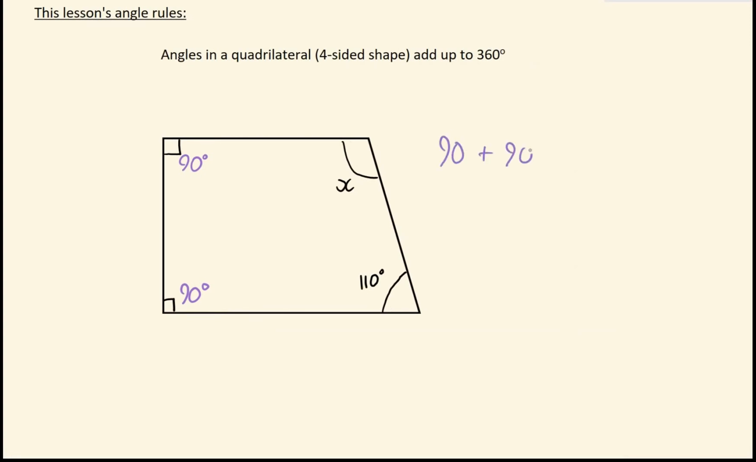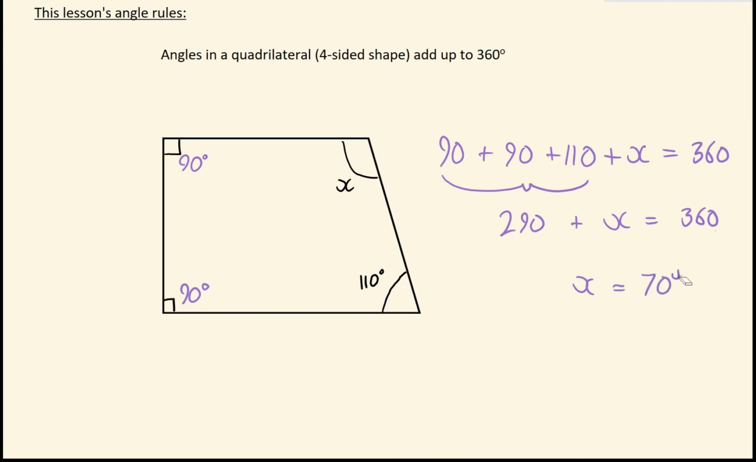So here, all these four angles, including x, must add up to 360. So we add together the three angles we know. 110 plus 90 plus 90 is going to give us 290. And then to work out x, you just take this total away from 360. So x will be 360 minus 290, which comes out as 70. So x is 70 degrees. Okay, and those were the rules for this lesson. It's not too hard.